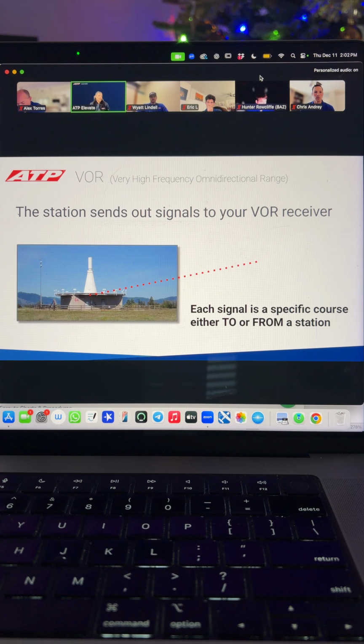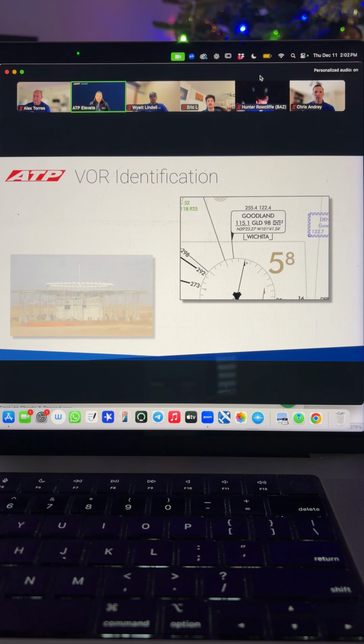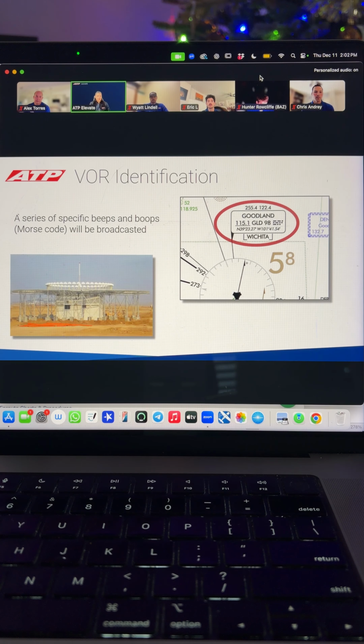So VOR stands for Very High Frequency Omnidirectional Range. The station sends out a signal to your VOR. Each signal is a specific course, either to or from the station. And the way that you would identify it is via Morse code.